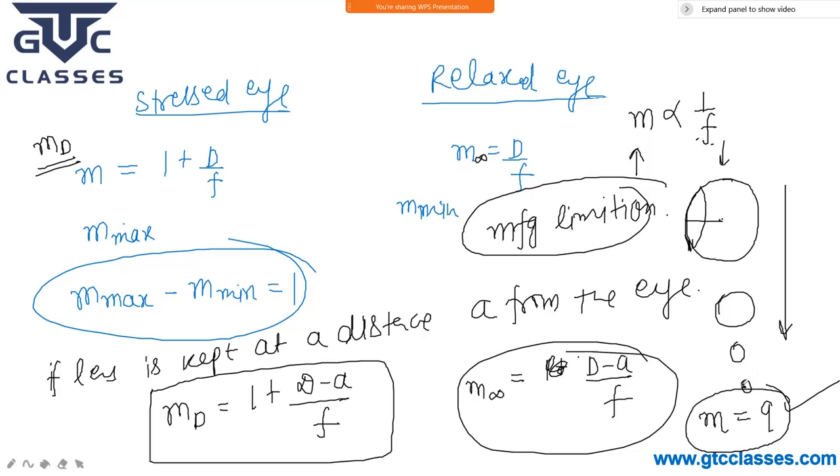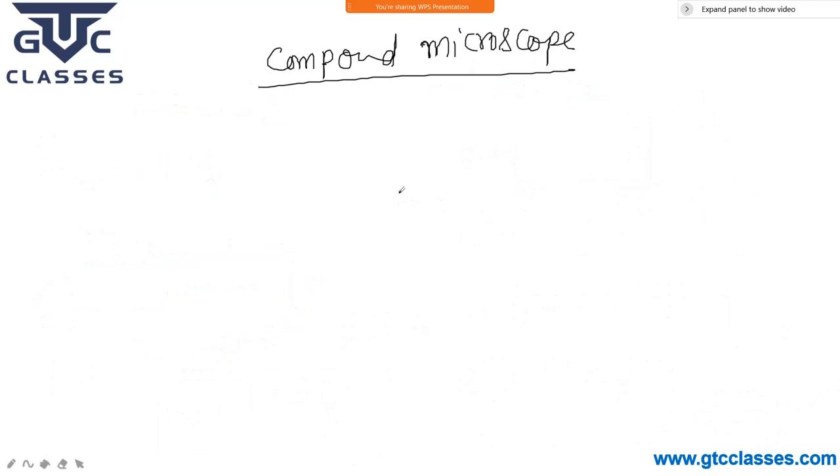But if you want to magnify further, you can't use just one lens, because you would need a very, very small radius lens, which is not manufacturable. Then how will you use that? That's the problem. So what do we do? We divide. Some magnification we do by one lens, and another magnification we do by another lens. That's what we divide.